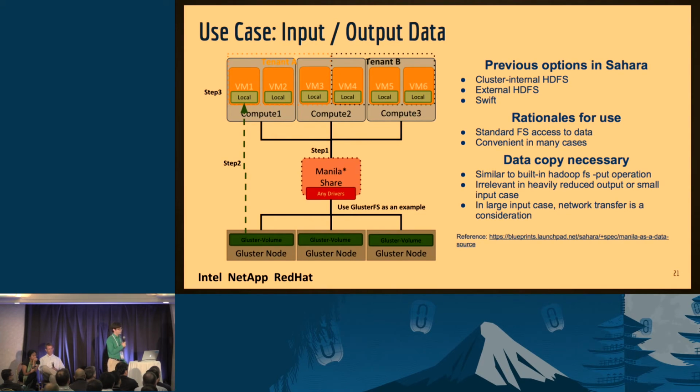Now, you may say, OK, I'm losing data locality. That's true. Effectively, you're doing the equivalent of a Hadoop FS put from your NFS share in Manila back into your Sahara. Nonetheless, having standard FS access to data is really nice in the job binary case. In the data source case, you can lose a little bit of performance, but it's still convenient in many cases, especially small outputs.